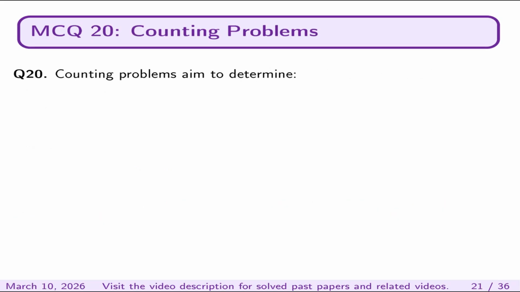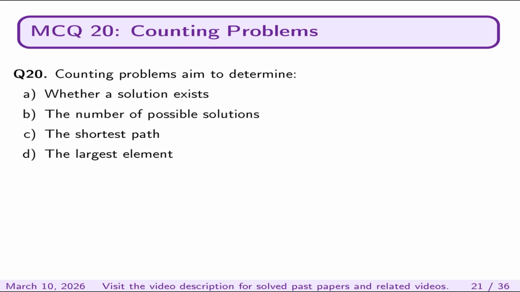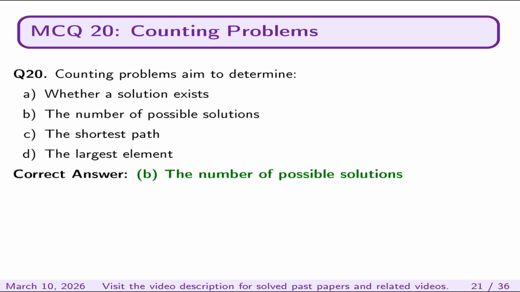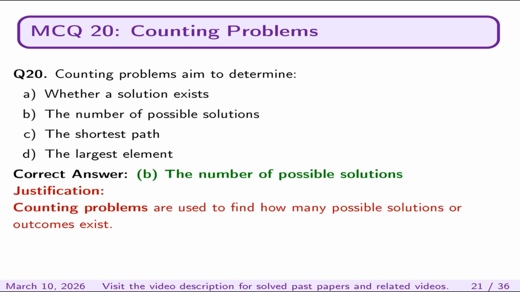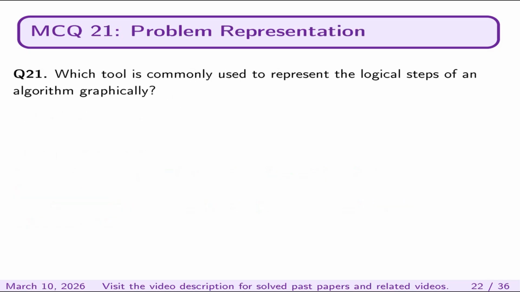Question number 20. Counting problems aim to determine whether a solution exists, the number of possible solutions, the shortest path, the largest element. The correct answer is the number of possible solutions, because counting problems are used to find how many possible solutions or outcomes exist.